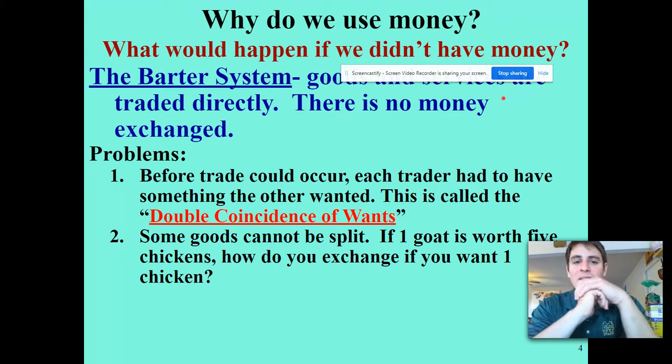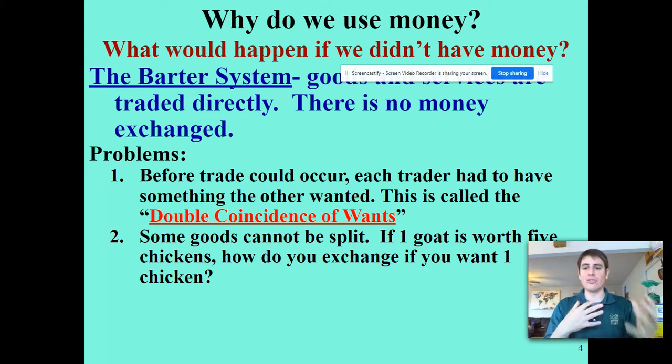If we did not have money, we would have to barter. That is to say, negotiate and trade what we have for what we want. That is an exchange. And if we didn't have money, we would have to trade for everything that we would want or have. And that's difficult. There are some problems with that.